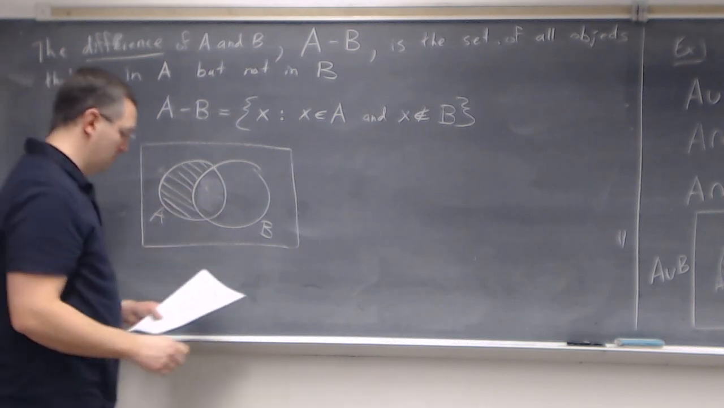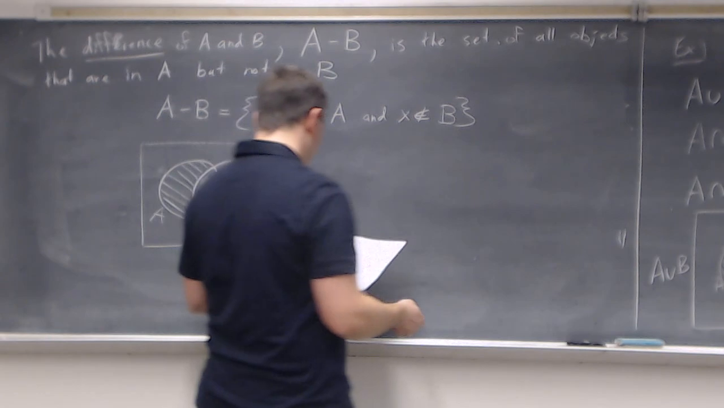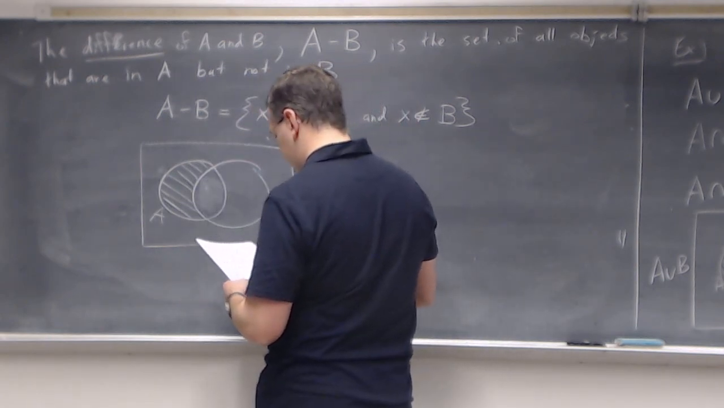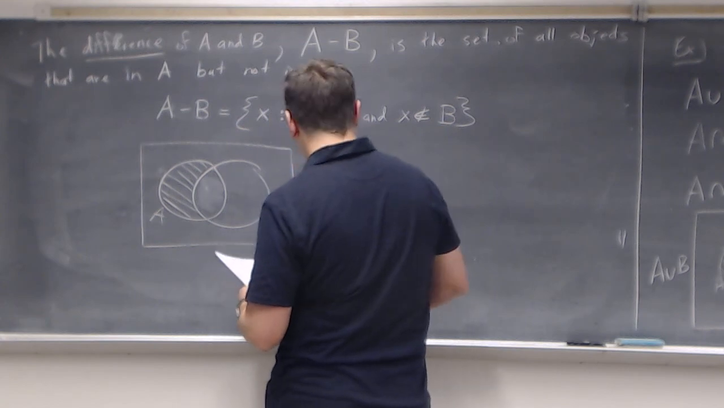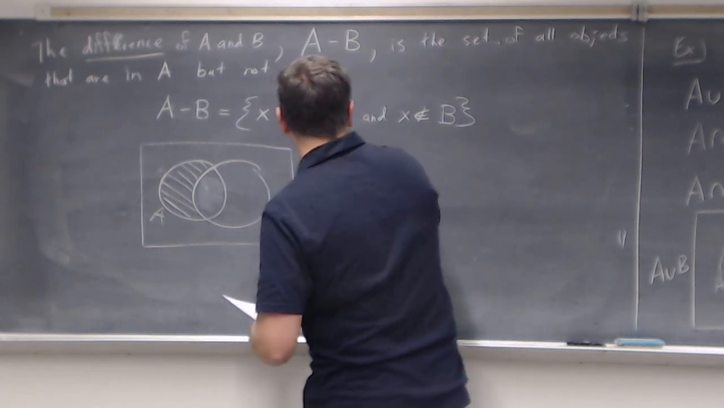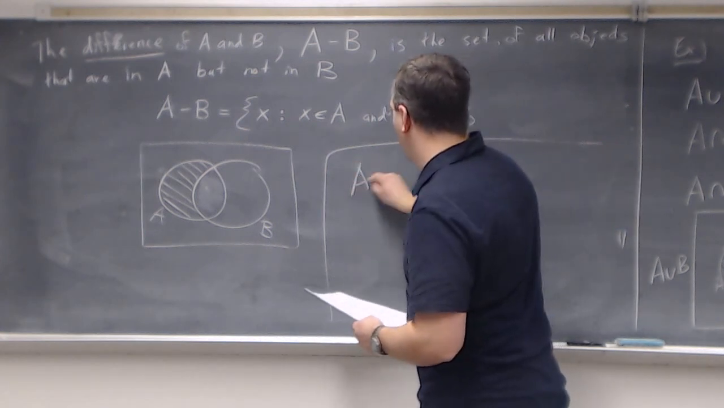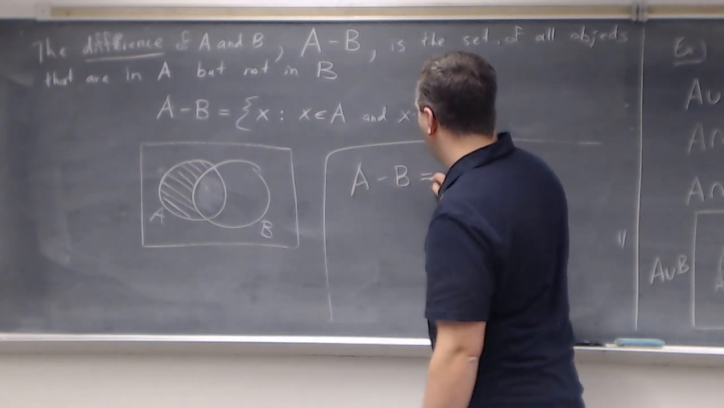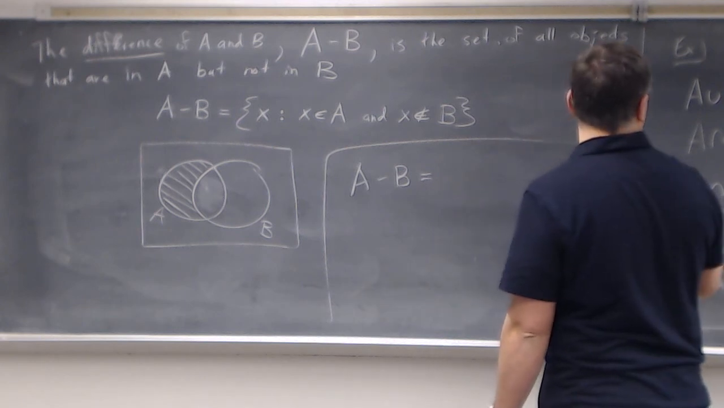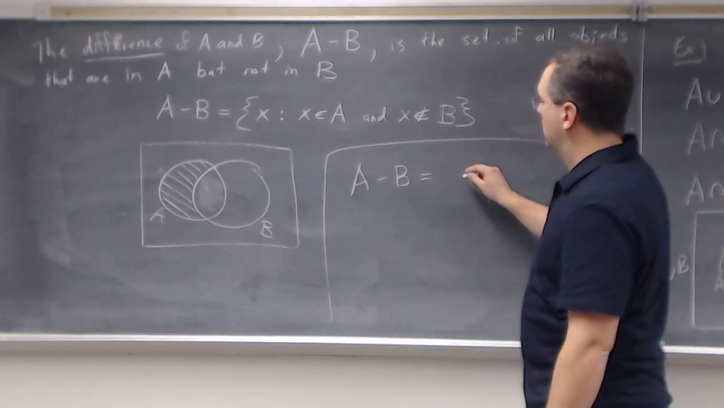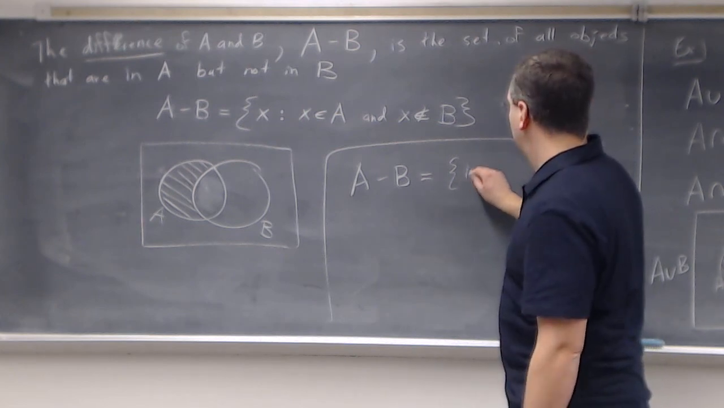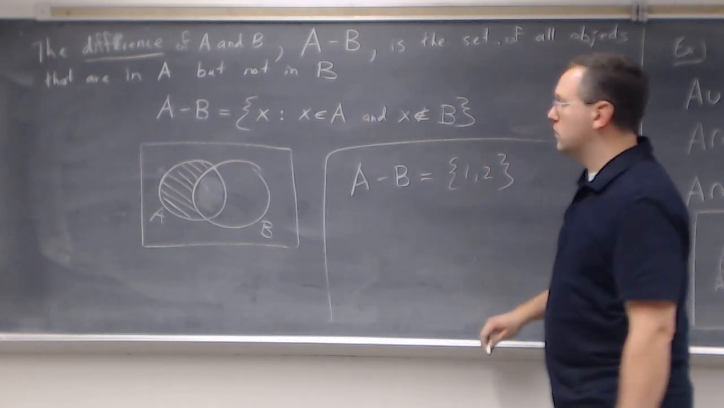Okay, so let's do the same example, still over here. In the previous example, what would A minus B be? Remember, A is a set with 1, 2, 3, and 4. B is a set 3, 4, 5, 6. So A minus B would be 1 and 2.